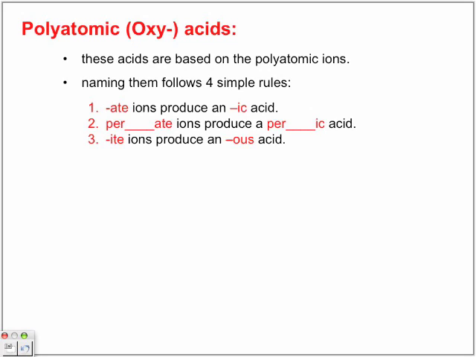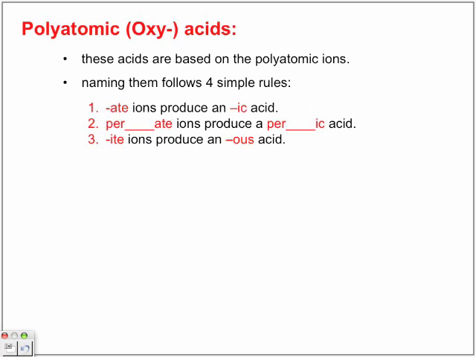Another simple rule, the ITE ion produces an OUS ending for the acid. Not the IC like the other one, but an OUS. It's the same type of endings that we use for the classic system, but we're using it now for naming these polyatomic acids, these oxyacids.